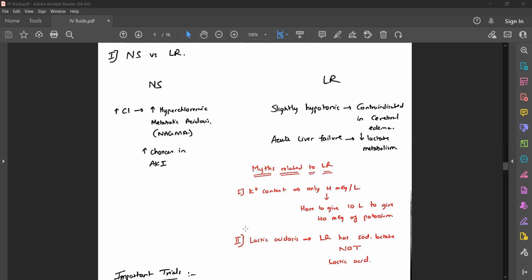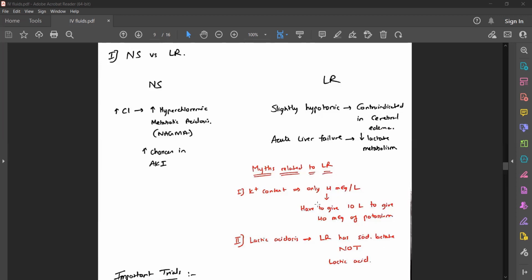If somebody ever tells you that, okay, you cannot give it, you can give this rationale, and there are multiple studies available which show that there is no such basis to not give somebody lactated Ringer's just because they are hyperkalemic. It's very minimal.